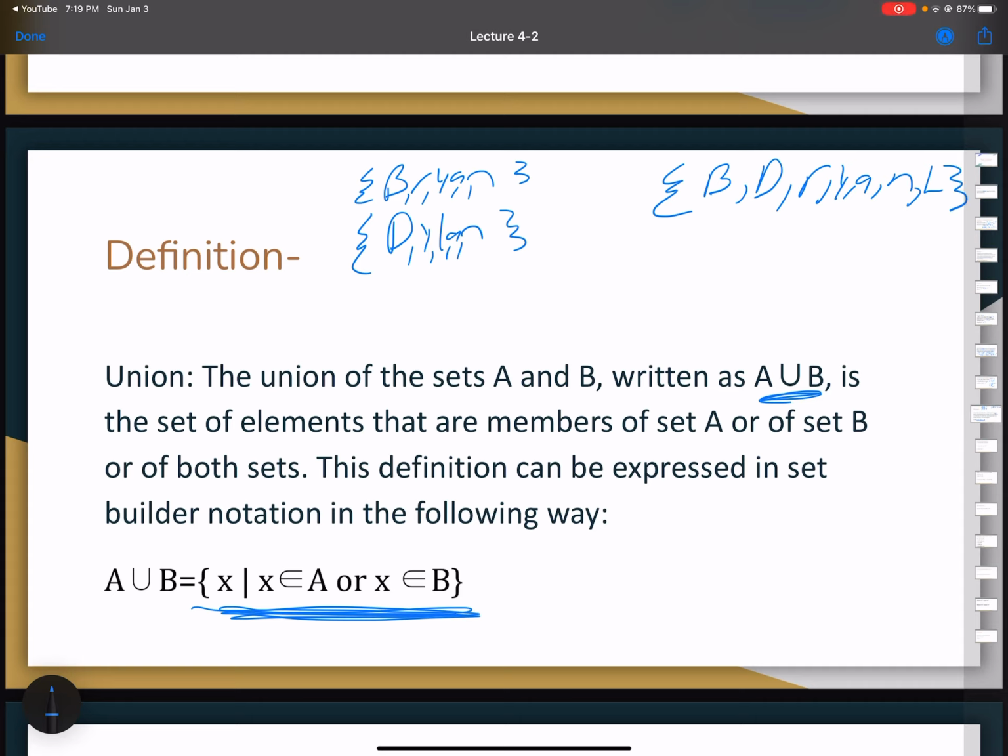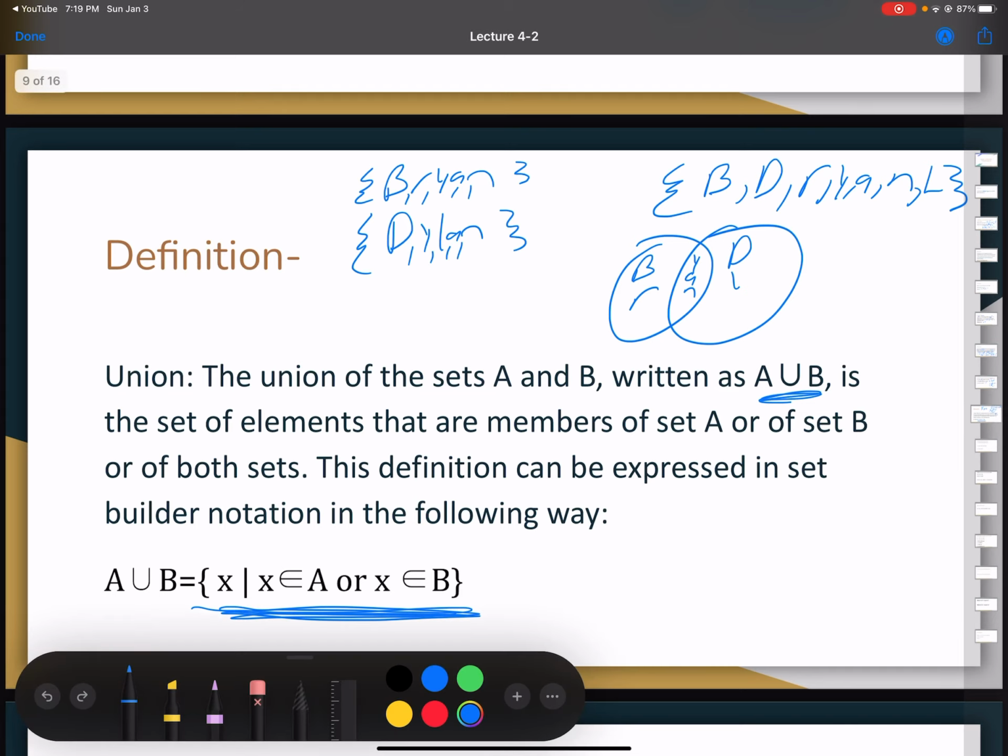Or if we are to do a Venn diagram, we have the same Venn diagram as before. They have Y, A, N in common. Brian has a B and an R. Dylan has a D and an L.